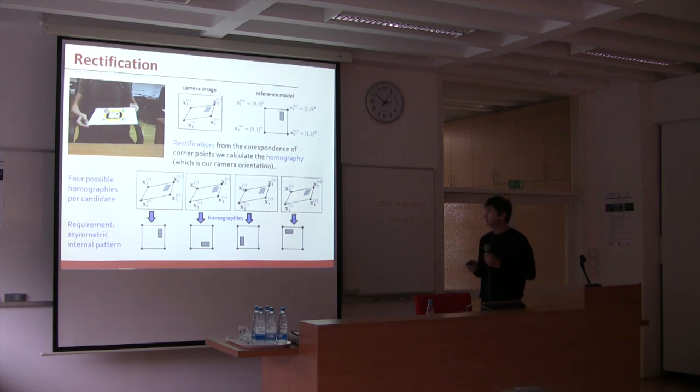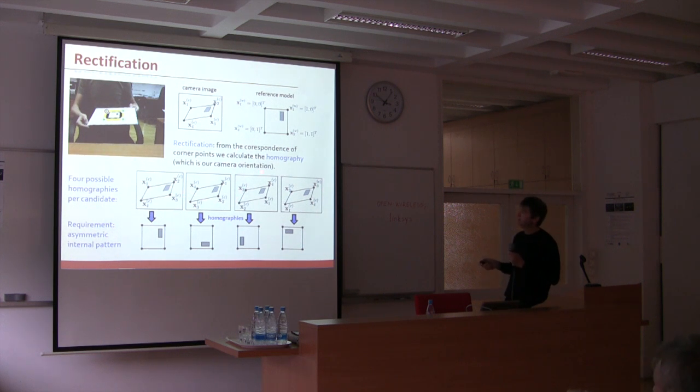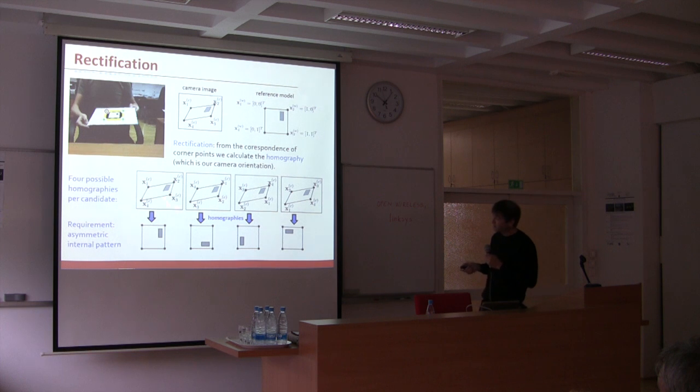So now with homography, we are able to rectify our candidate images into the coordinate system of our reference model. And now for each justification we have 4 possibilities, because we have 4 possible markings of the edges. And so we must make 4 homographies for each candidate. And then when we rectify in all 4 manners, we are able to match this against our reference model.